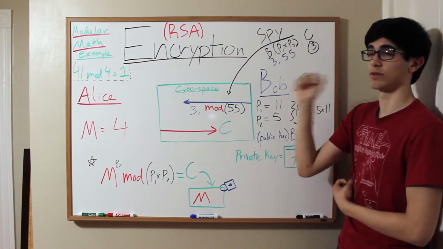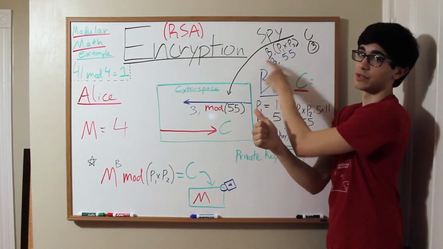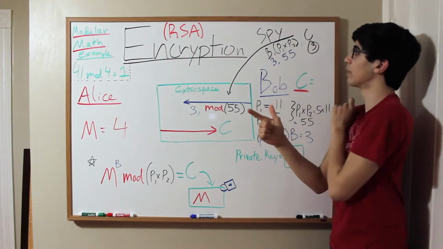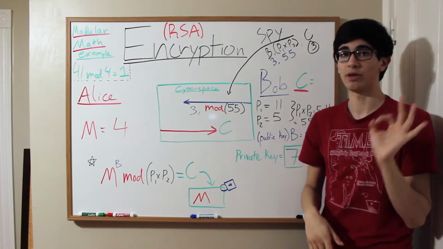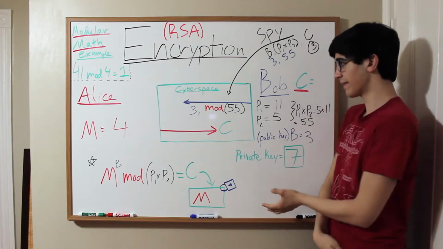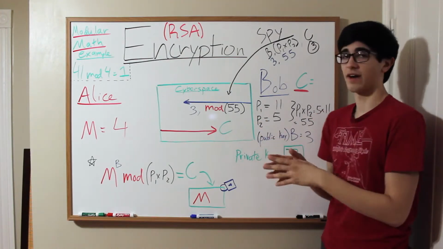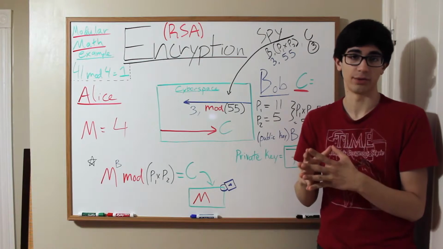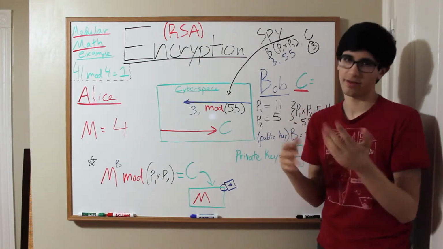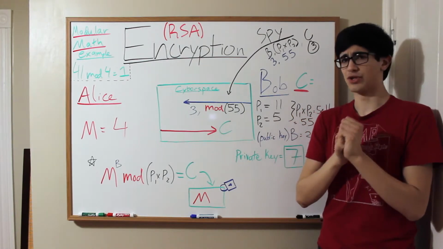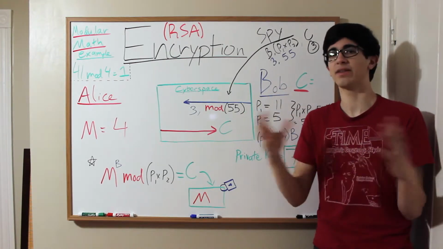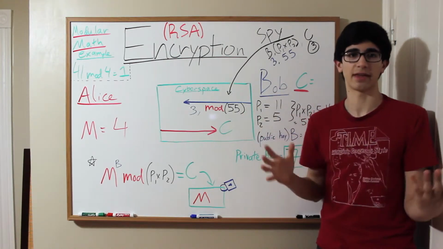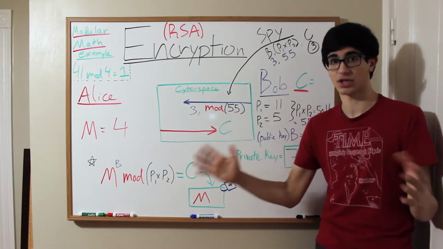Now the spy has B, the public key, which is 3, and P1 times P2, which is 55. However, it's very important that they don't know P1 or P2. In this case, if you see 55, you would probably know that the two numbers are 11 and 5. However, with a giant number, I'm going to explain later how big these numbers can get, how difficult it is to factor such a number.